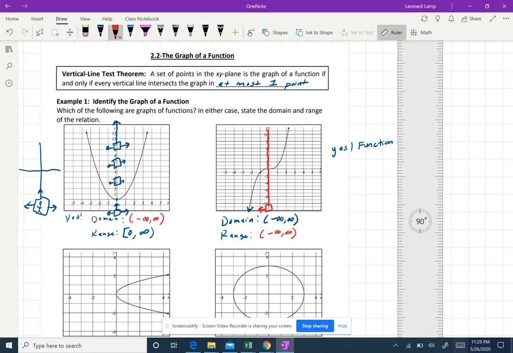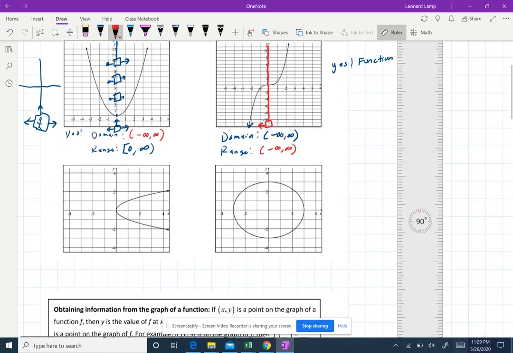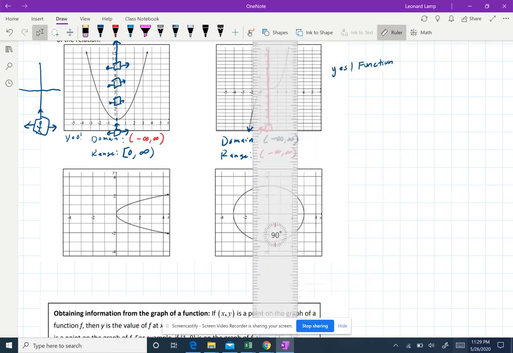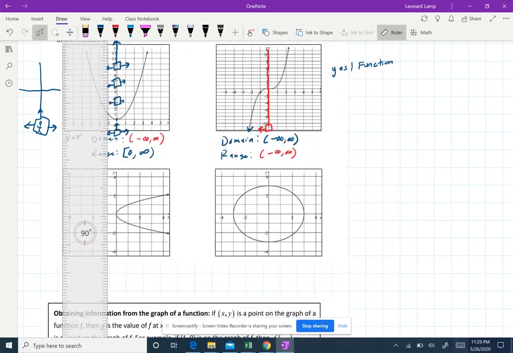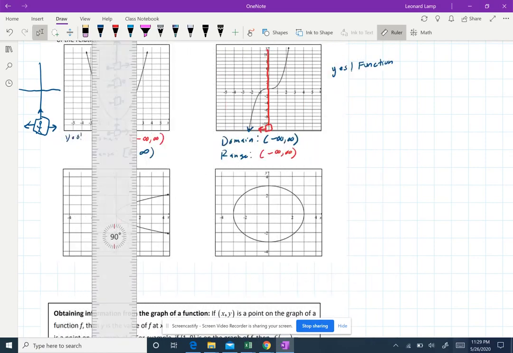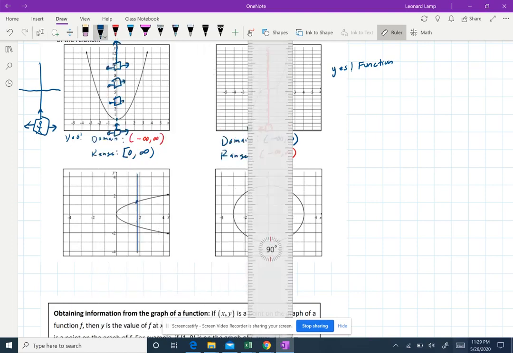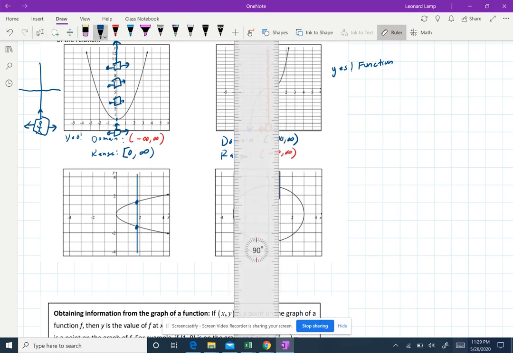All right, so that's the first example. We have 2 more to go through. Notice that in both these cases, if you draw a vertical line, bam, here's a vertical line right here. It touches the graph in 2 different spots. So both of these fail the vertical line test.